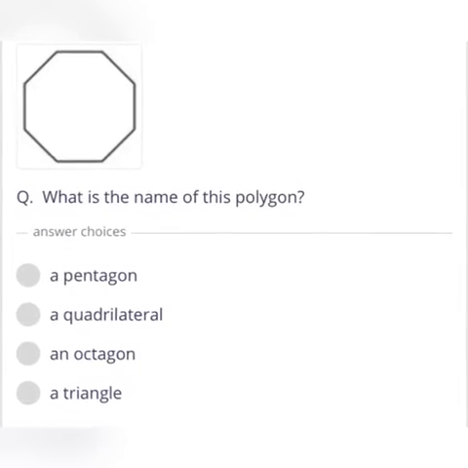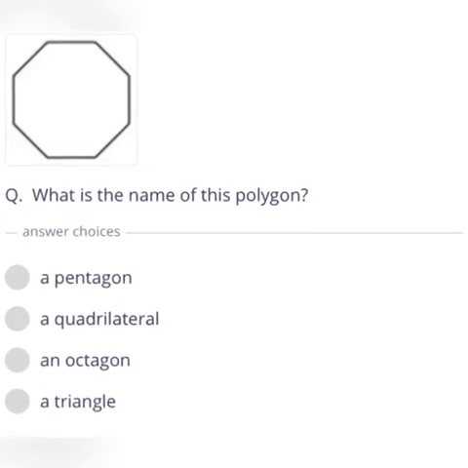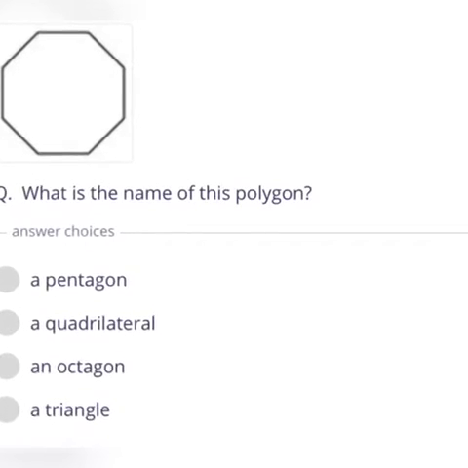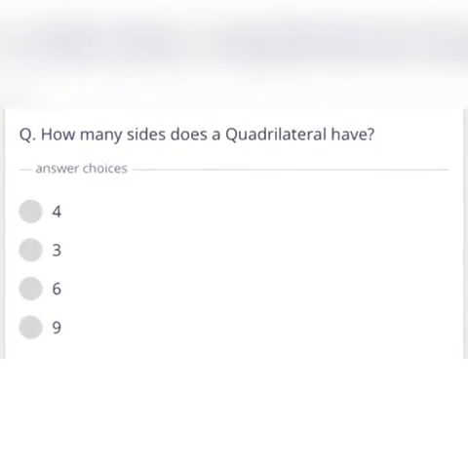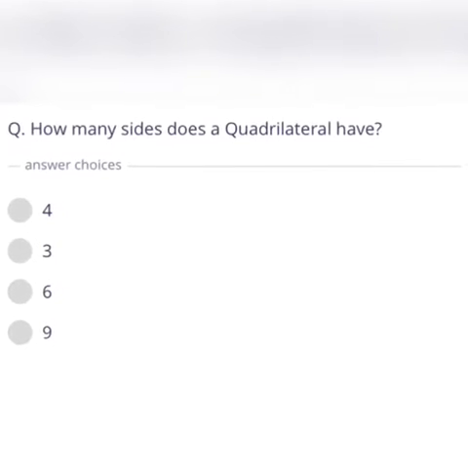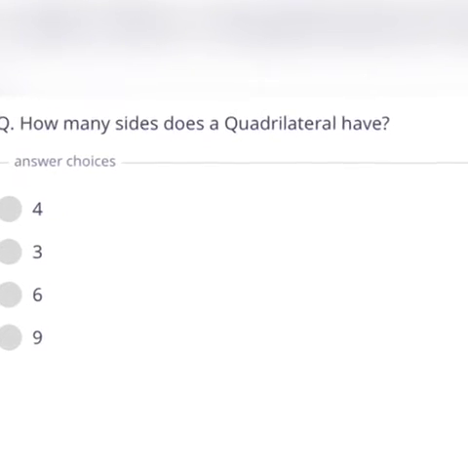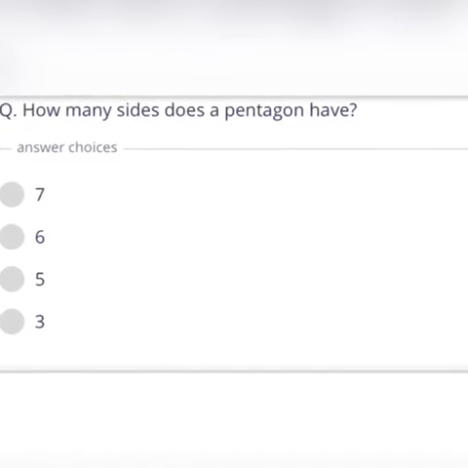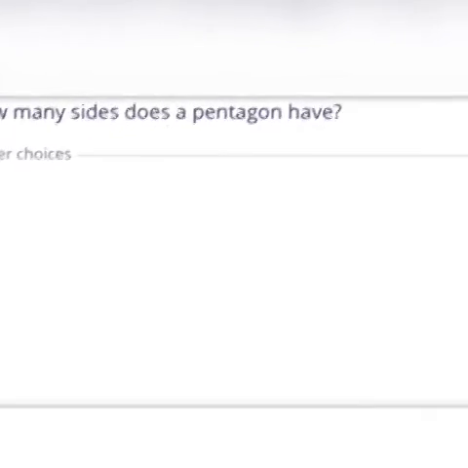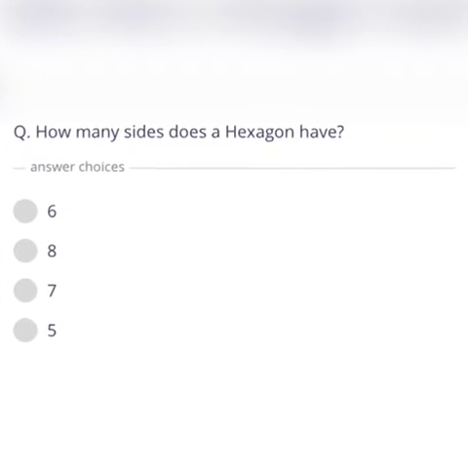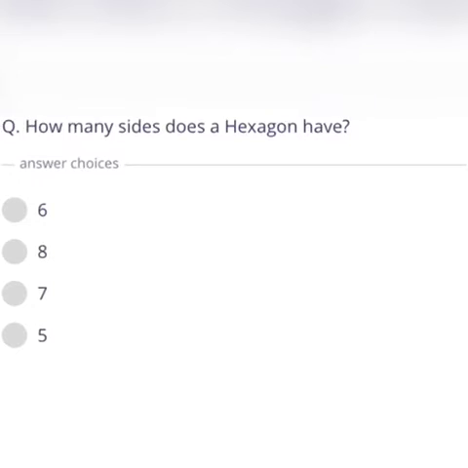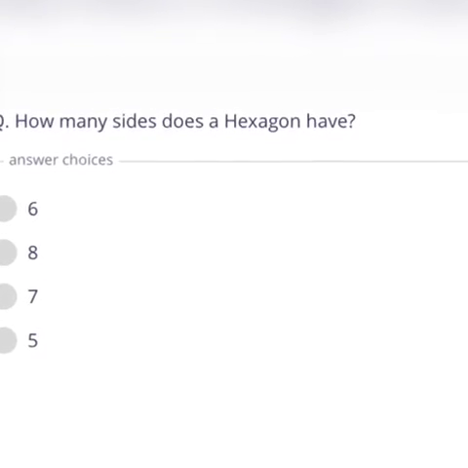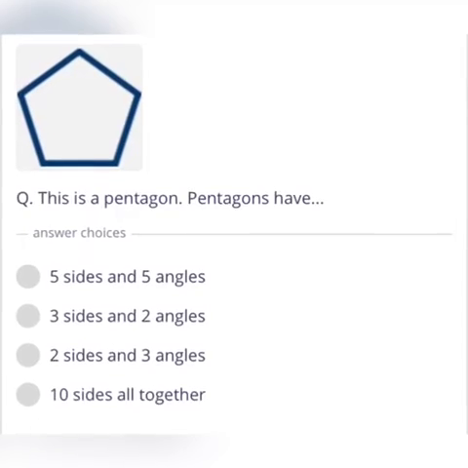See how much you have learned today. What is the name of this polygon? An octagon. Good job! How many sides does a quadrilateral have? 4. Fantastic! How many sides does a pentagon have? 5. Great! How many sides does a hexagon have? 6. Astonishing! This is a pentagon.